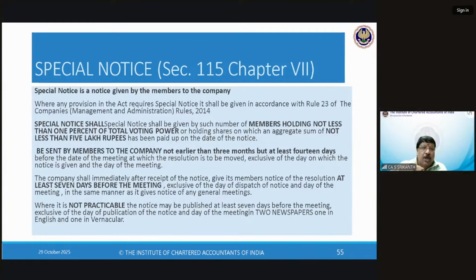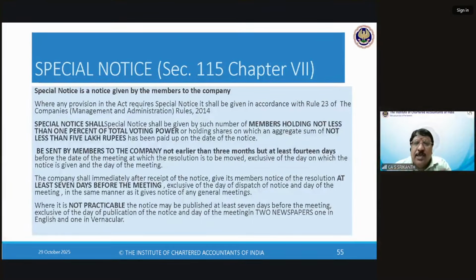There is one option: to appoint a person other than the retiring auditor. Or another option: they are saying, boss, you appoint anybody you want, I don't care, but not A. A should not be appointed. You got the point? So two things are there: appointing a person other than the retiring auditor, or expressly resolving that the retiring auditor shall not be reappointed.